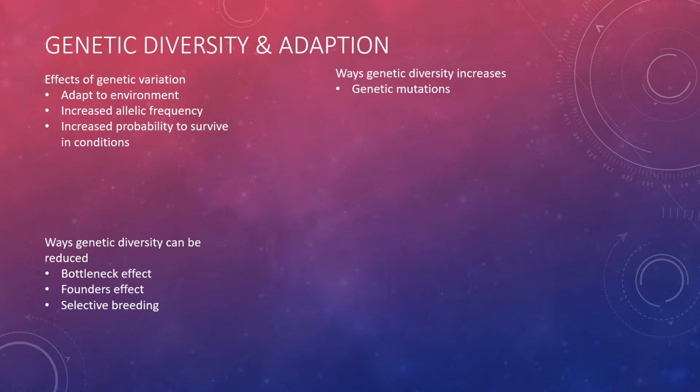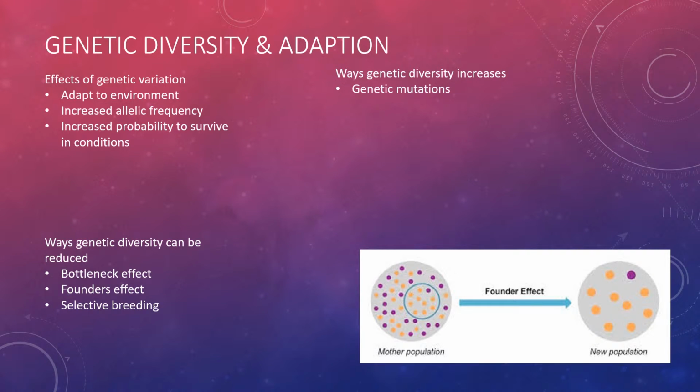So you can end up losing whole alleles. Say someone had, what's the colour, hazel eyes, but all of the hazel eyes died. There'd be no gene for hazel eyes anymore. Do you get what I mean? So it can severely alter the allelic frequency of a population.